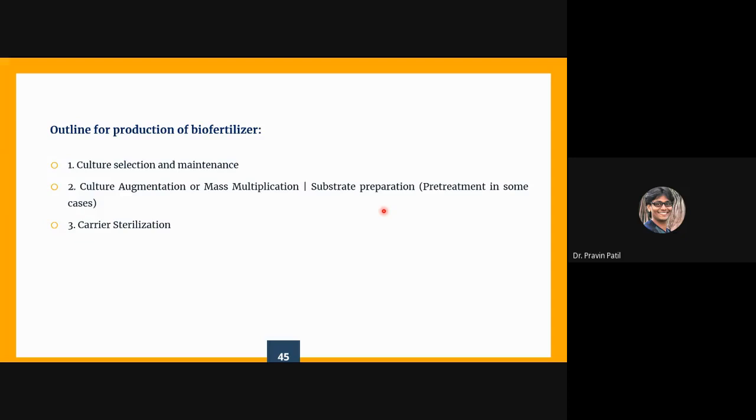The second part is culture augmentation and mass multiplication. Since commercial media is generally used, which is expensive, we have another option where this agriculture waste can be used as a source of energy. Of course, the results will not be as efficient as the artificial media, but we are trying to produce something beneficial from waste, so there would be some consequences, and we should be okay with that as well. And the last one is carrier sterilization, which we have already discussed.